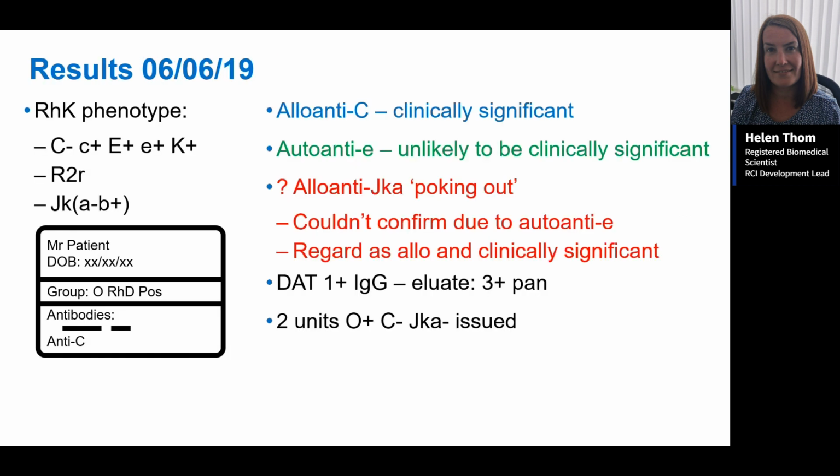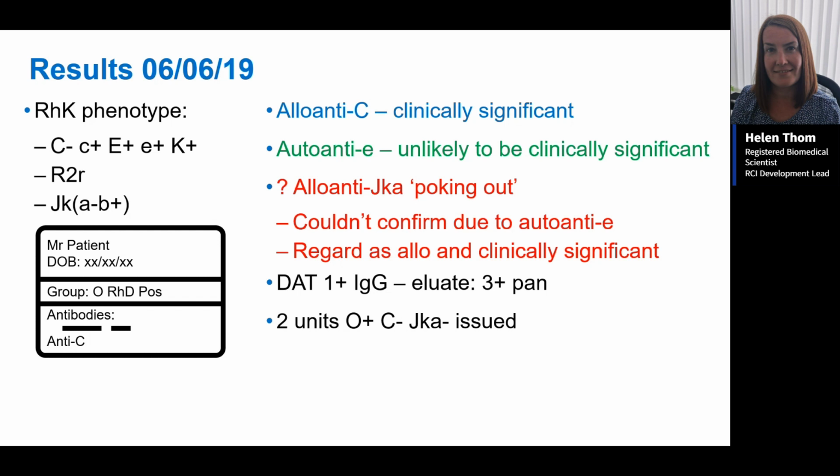So with all the information that we've got there, we've said the big C is clinically significant, and we'll put this information on the report. Little e is unlikely to be significant, but it might cause problems cross-matching. And we've just said it really looks like a Jka, but we can't definitively say it's there.